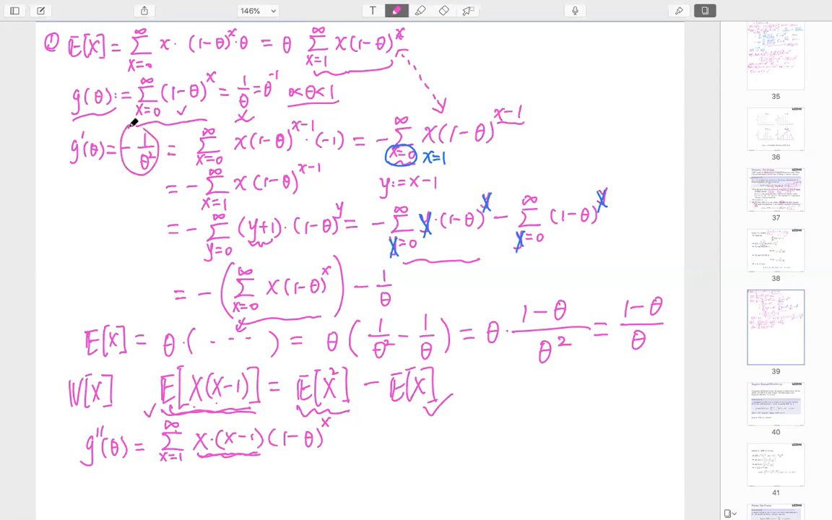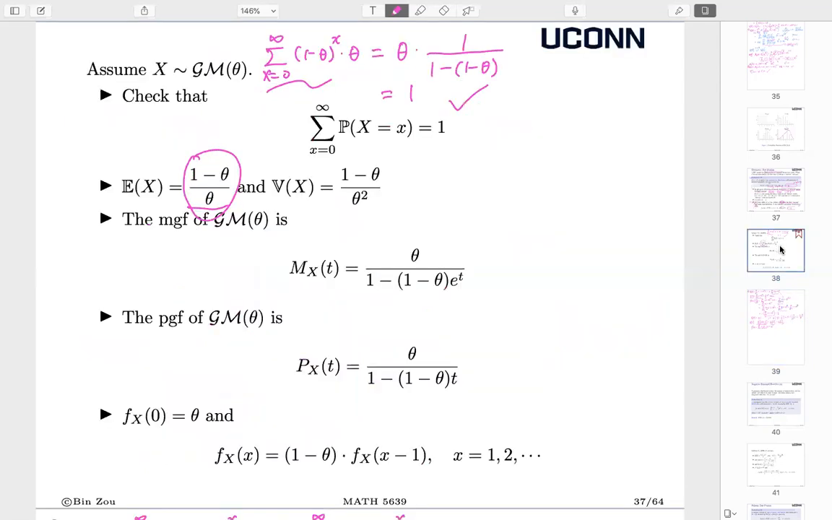Of course, differentiating this again is very simple, right? It's nothing but 2 over theta cubed. Okay. But we do have alternative ways to prove. The alternative way is through the MGF, which is a possible way to figure it out.